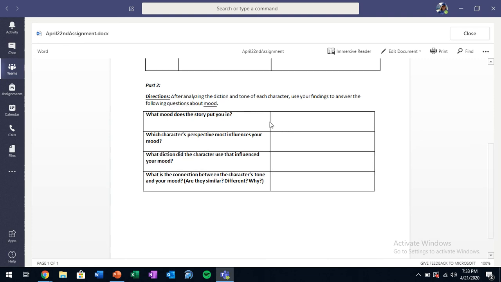So you're going to tell me what mood does the story put you in? Which character, because each character has sort of a different tone. So which character's tone influences your mood the most? And then what diction did they use that influenced your mood? And then is there a connection? What's the connection? Is your mood the same as their tone? Or does their tone sort of put you in a different mood? And why is that? So pretty simple, fairly simple.